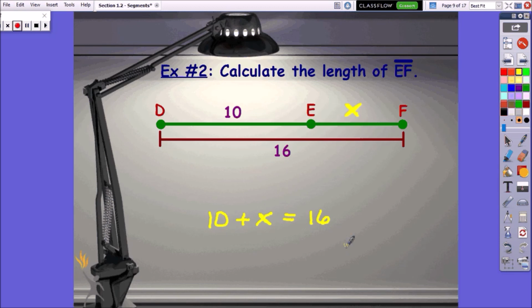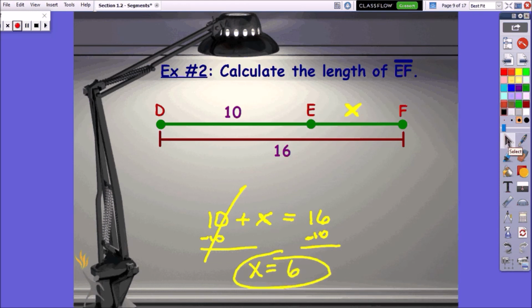And so now you've made an algebraic equation. And so now we could do a little bit of algebra here. We could subtract 10 from both sides, so that cancels over there. And then we've got x equals 6. So there's a way that you could actually write out some work there for me.